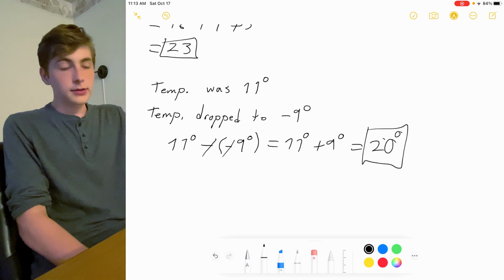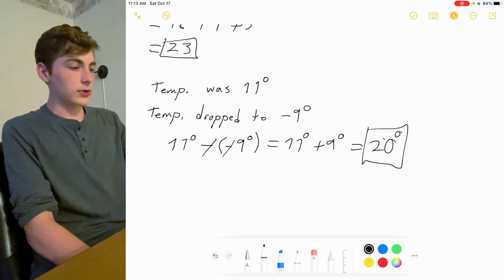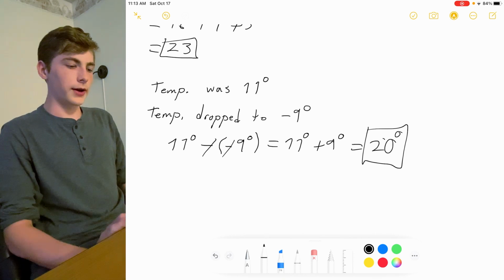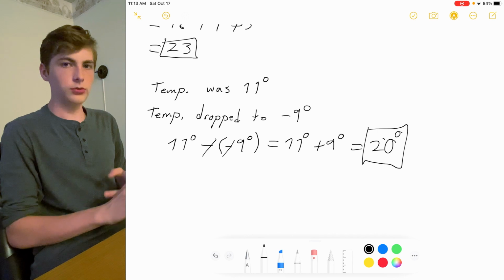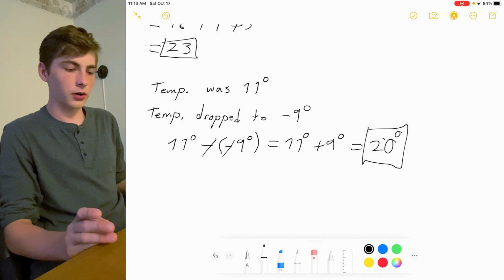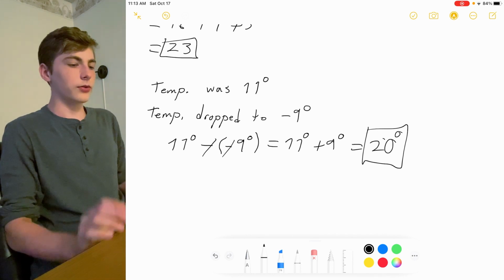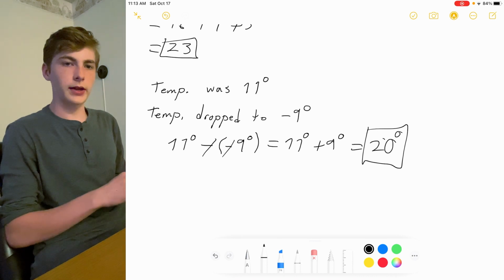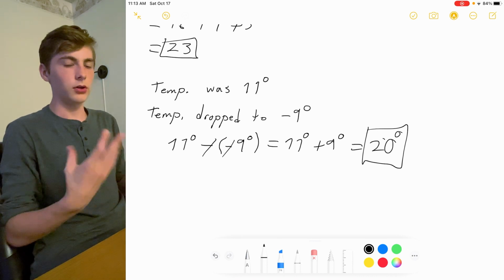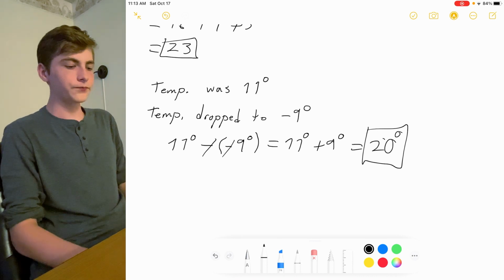All right, so that's the end of the integers section in Chapter 1. That was 1.2 of the OpenStax textbook that I'm following along with. Again, there are more exercises in that textbook if you want to keep practicing this.